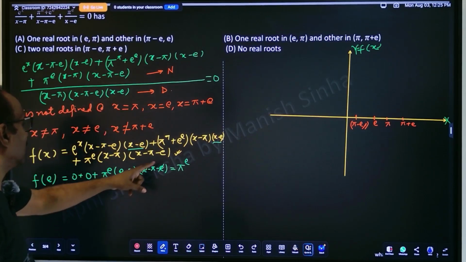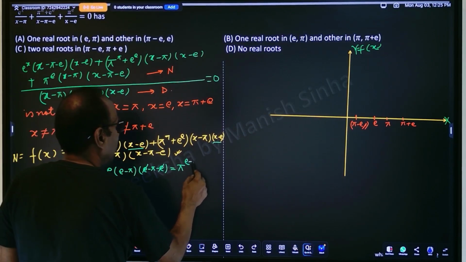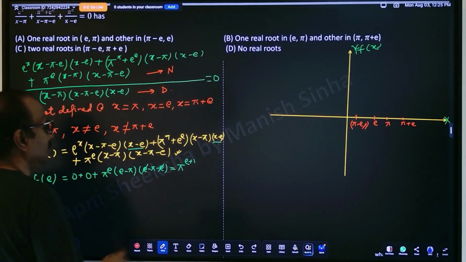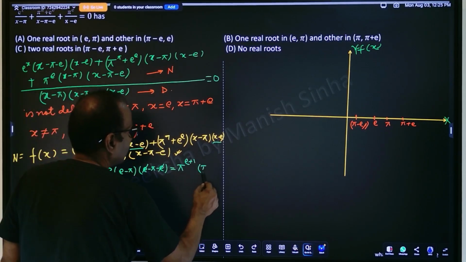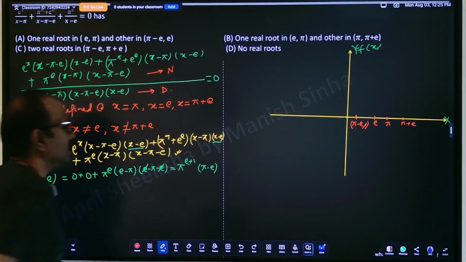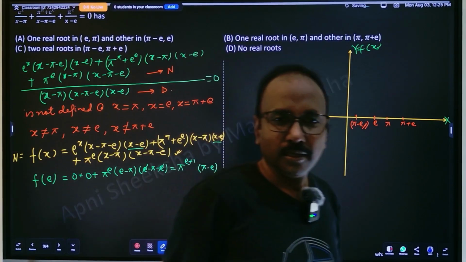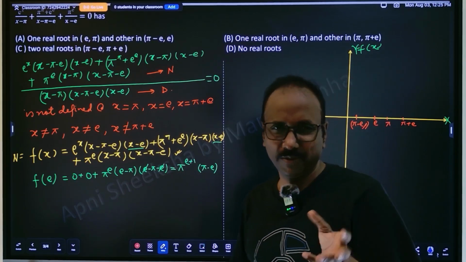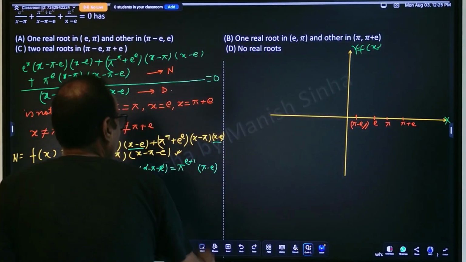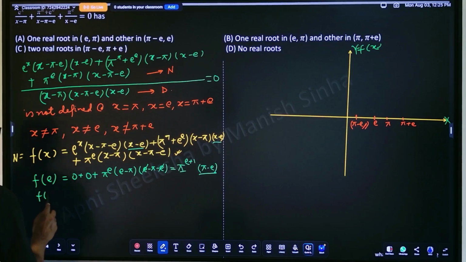Pi to the power e, this is minus pi, so we can convert it into pi plus 1, and because of the minus sign we can change the sign of e minus pi to pi minus e. Now pi is 3.14, e is approximately 2.74, so you can check on that. So this term is positive, this term is positive. So we can conveniently say that f(e) is positive.